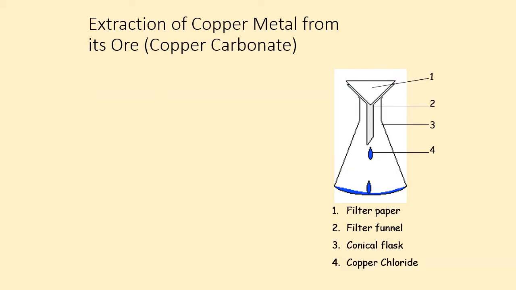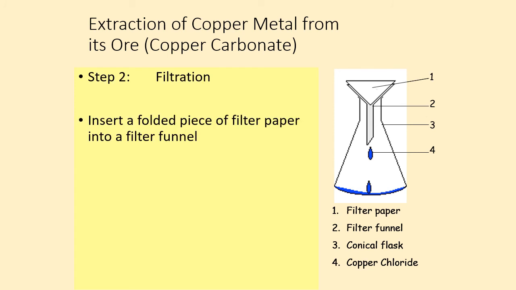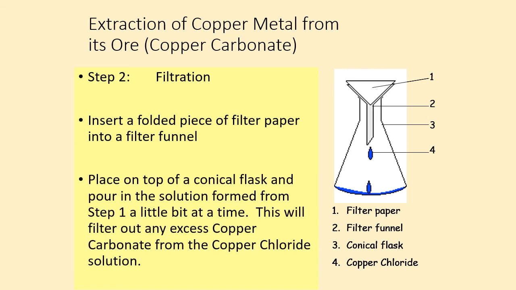Once you've done that reaction, you need to filter it. Step 2 is filtration. So any bits of rock that were not the copper compound will be solid, and all of the copper that has reacted will form a solution. So we need to separate them using filtration, and when we filter, we will end up with a blue solution of copper chloride at the bottom, and it's that copper chloride that we are going to isolate or extract the copper from.